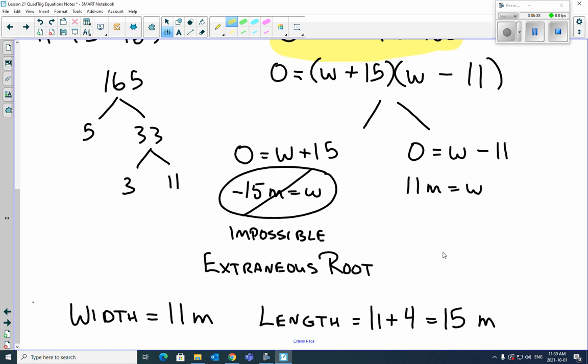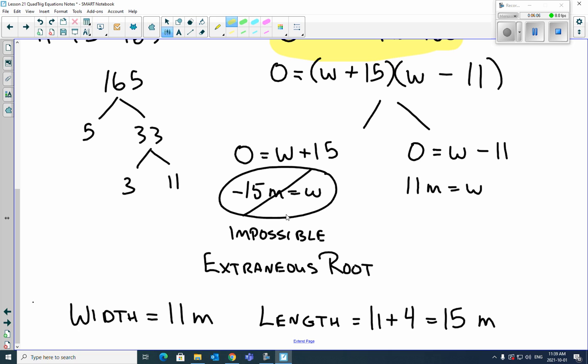Okay, so why can't this first one work? Why can't the width be negative 15 meters? Come on, think about that. Can distance be negative? Can I have negative 15 meters distance? No, it's impossible. So what we refer to this as is an extraneous root. So not only are you going to have to do the math now, you're going to have to check to see if your answers are actually regular answers or if they're extraneous roots. So you got to be careful of that. So this one doesn't work because the width cannot be negative 15.